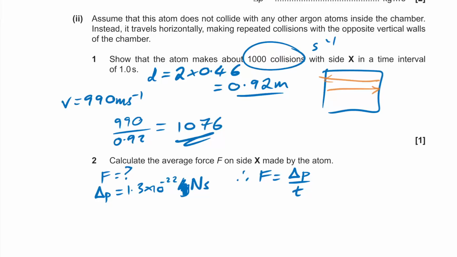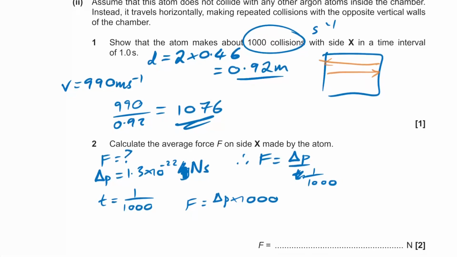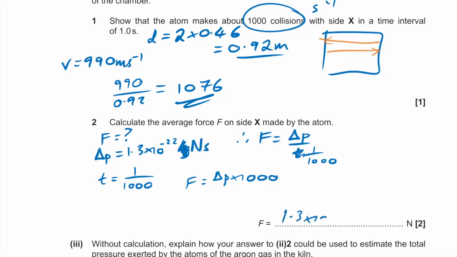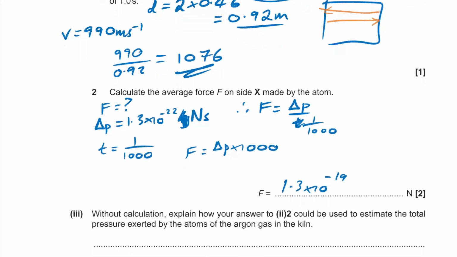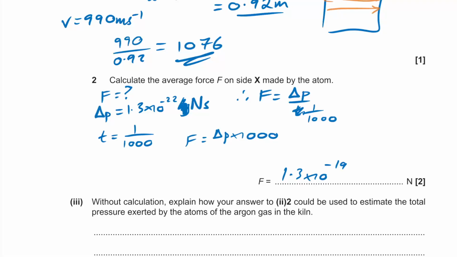So we have a change in momentum, but what's the time going to be? Well, if it does 1,000 collisions in 1 second, then that means that the time is going to be 1 over 1,000. So we can replace this with 1 over 1,000. So actually what this ends up just being is delta P times 1,000, because it just flips to the top there. So that just ends up being our 1.3, but now it's going to be times 10 to the minus 19 instead.